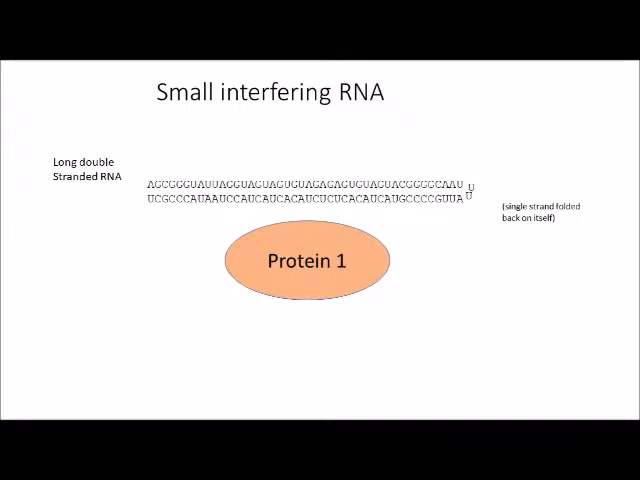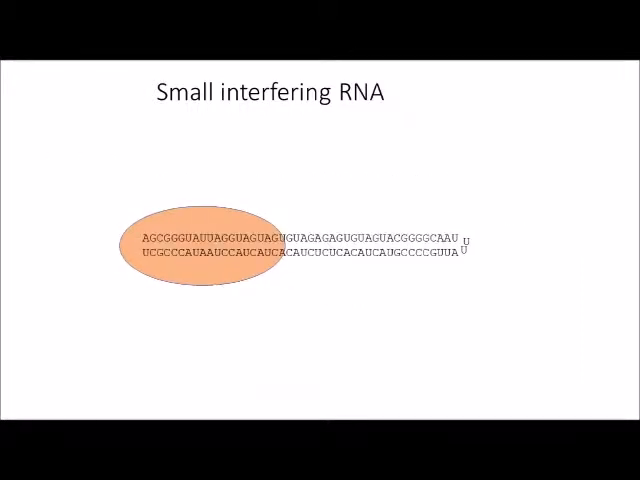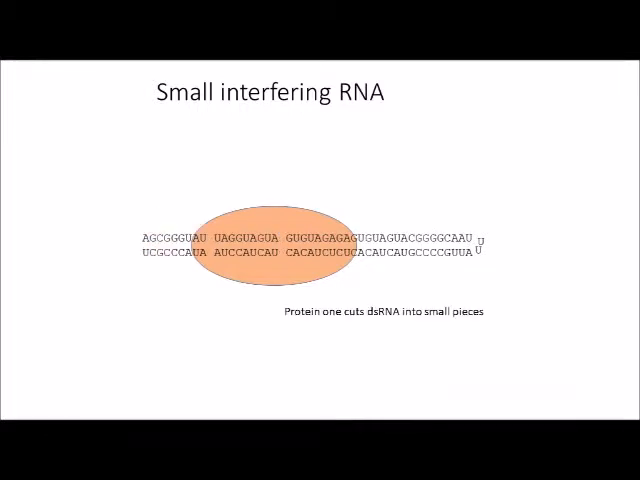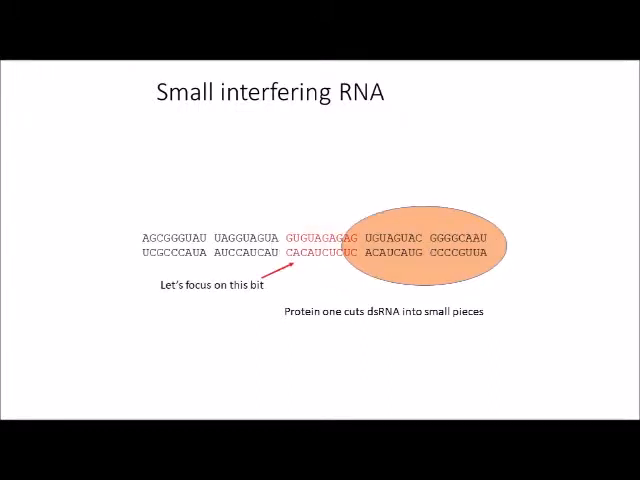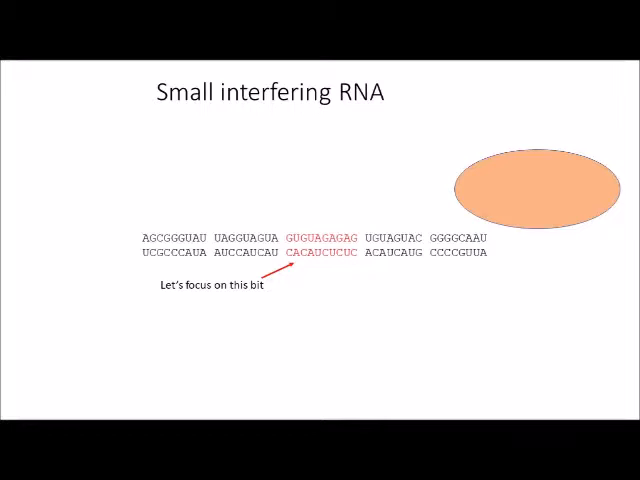There is a protein that we just call protein 1. Protein 1 binds to the double-stranded RNA and cuts it into small pieces. So here we will just concentrate on this middle piece. Let's get all the others out of the way.